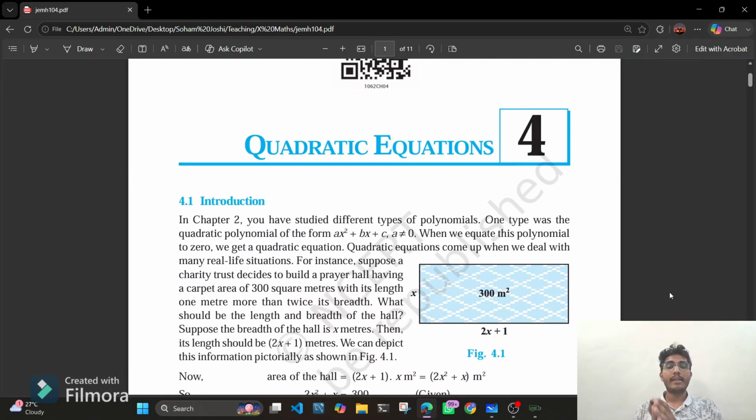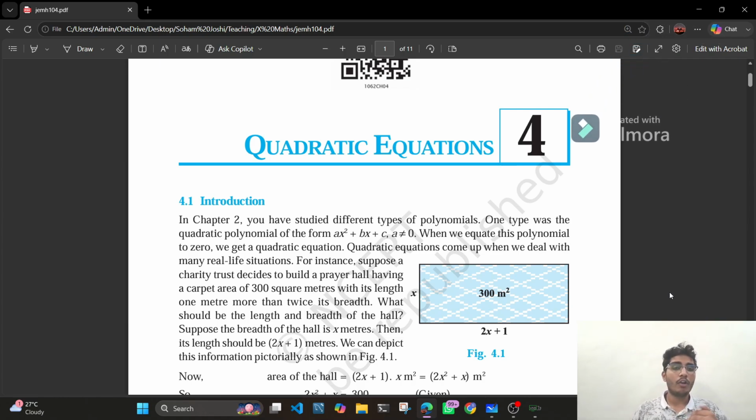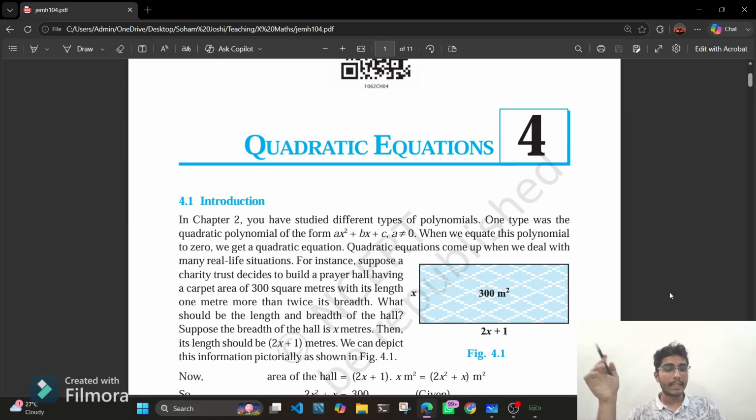So basically this chapter is related to chapter 2 that we studied in the last video, that was polynomials. What is the reference of polynomials over here, and what are quadratic equations? Why are they called quadratic equations, and what are the examples? How do we find the roots of the equation, or solutions of quadratic equations? What is the nature of the roots? This is all we'll be learning in this chapter. So let's begin with the chapter.